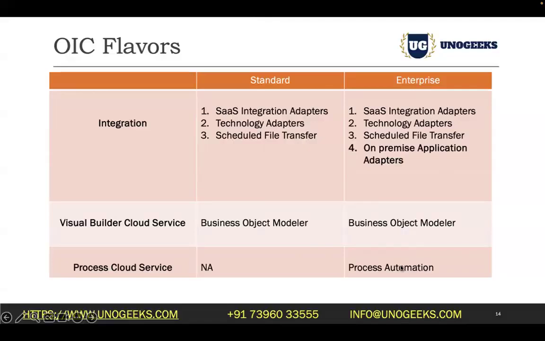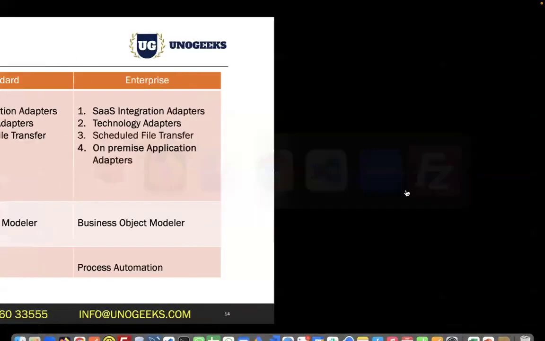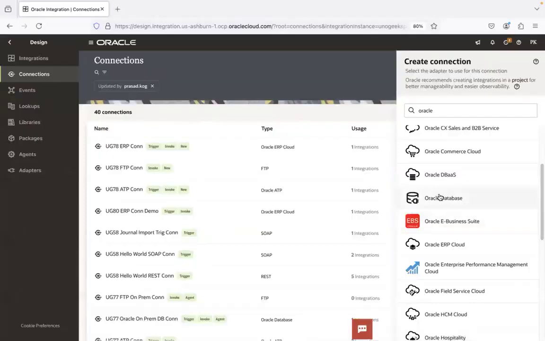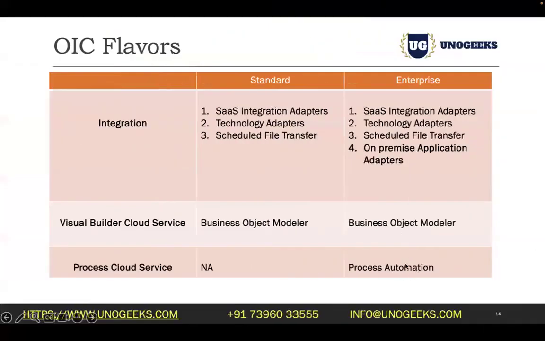Yes, today I don't need PCS and I don't need on-prem adapters. But let's say one month later, I get a new requirement from a client wherein I have to talk to an on-prem database, or integrate with E-Business Suite, or maybe build an approval process. So what do I need to do in that case? Today I don't need them, but I might need them three or four weeks down the line.